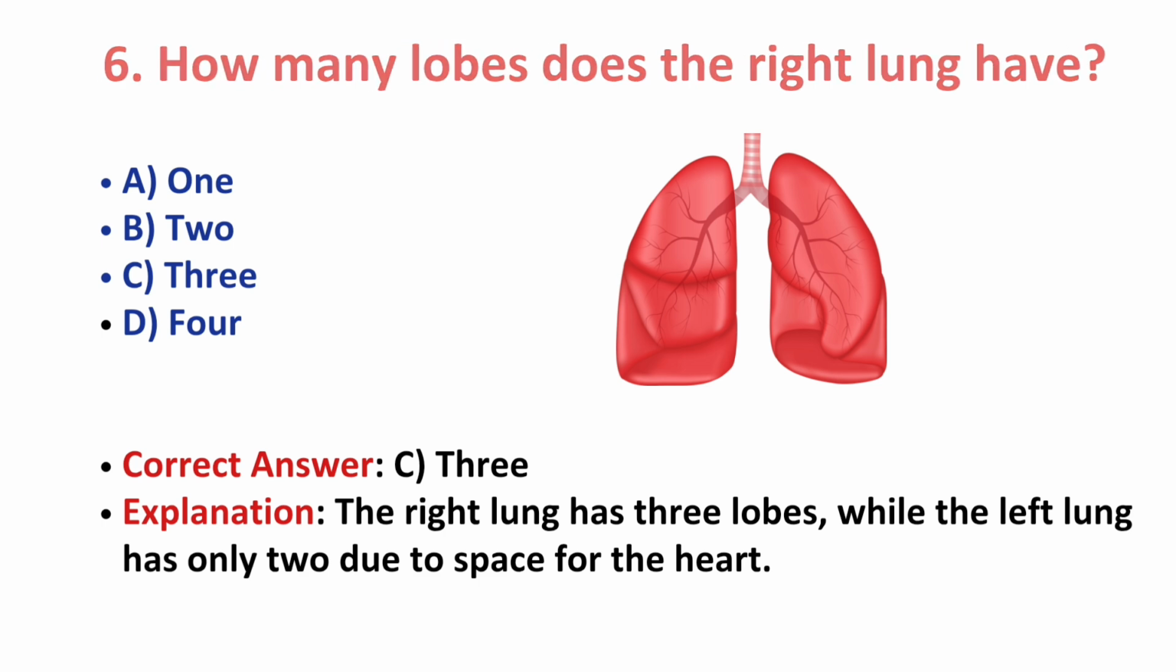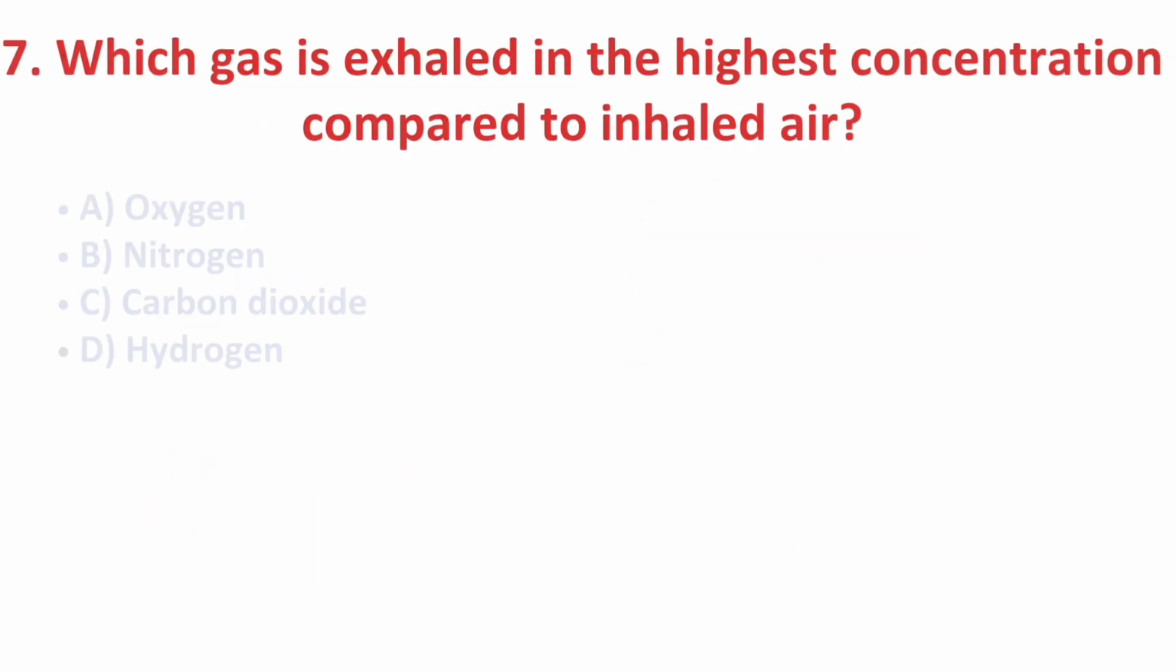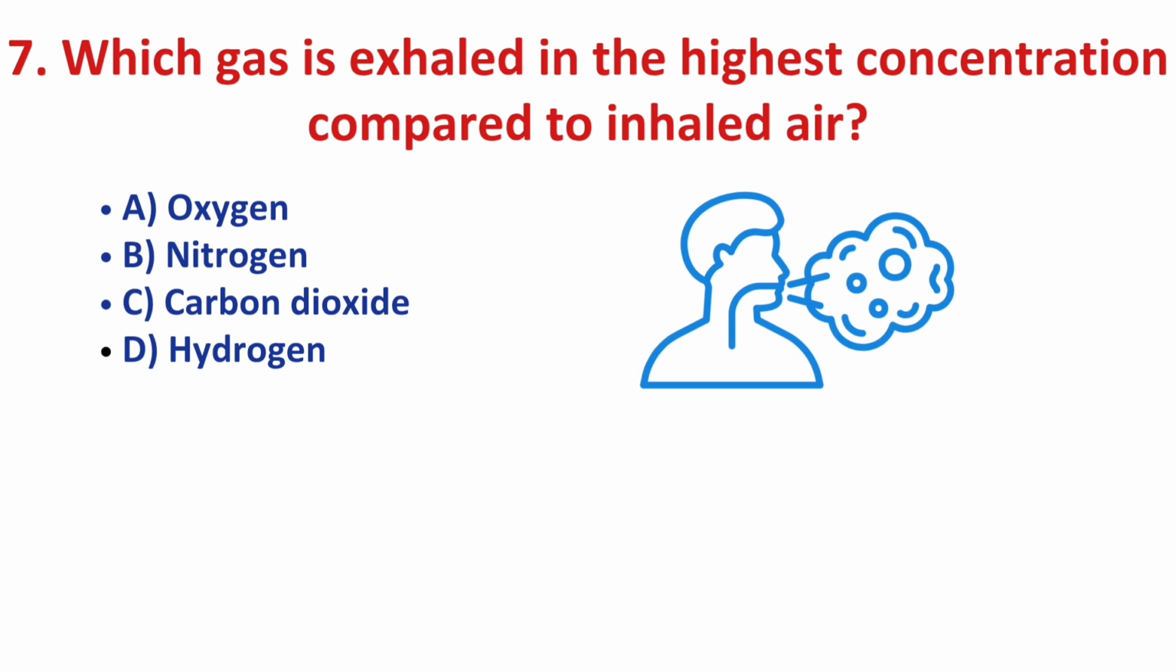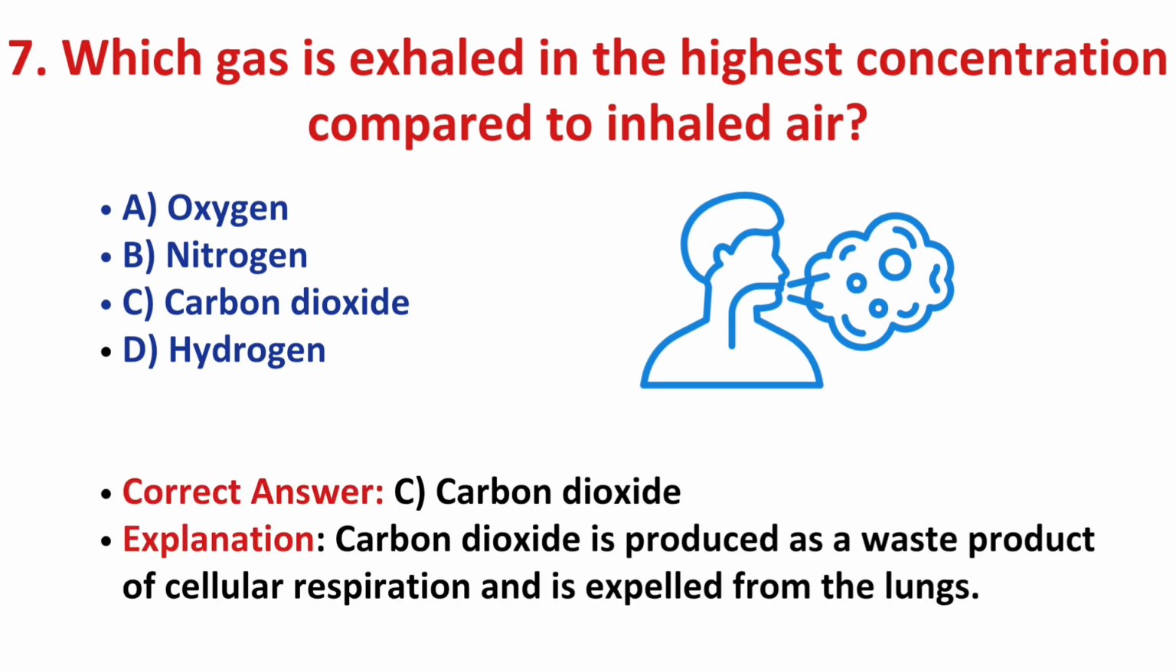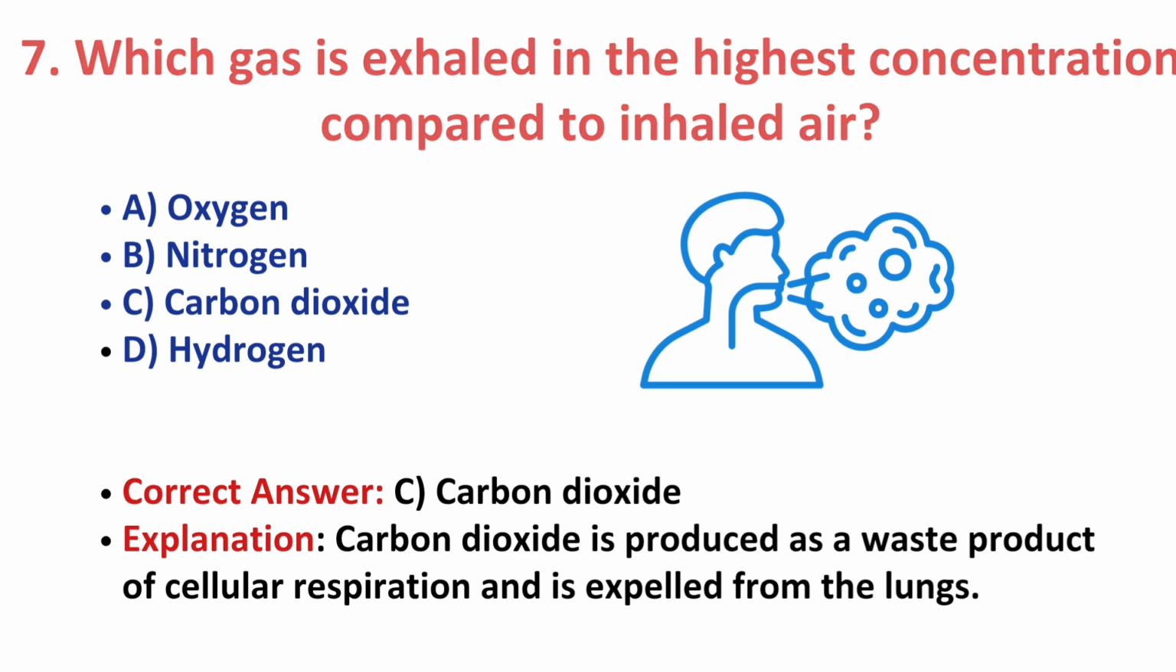Moving towards the next question, question number 7. Which gas is exhaled in the highest concentration compared to inhaled air? Options are oxygen, nitrogen, carbon dioxide and hydrogen. And the correct answer is option C, carbon dioxide. It is produced as a waste product of cellular respiration and is expelled from the lungs. So the correct answer is carbon dioxide, option C.